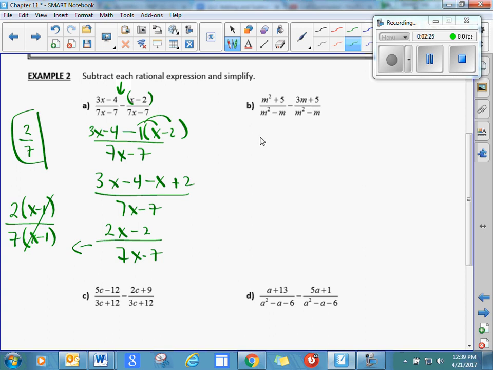Second example, again, common denominator, so we can just write it down. Numerator of the first one, write it down. And then this negative sign is going to change both of these signs. If you want to write the parentheses and do it in 2 steps, it would look like this. Distribute. -1 times positive 3m is negative 3m. -1 times positive 5 is negative 5.